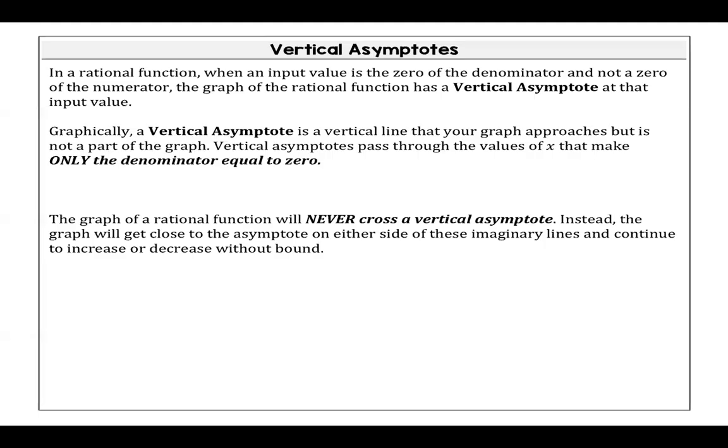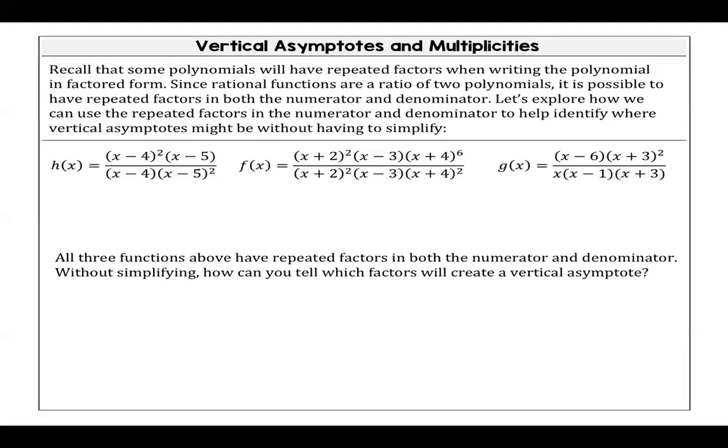Now, the graph of a rational function will never, ever, ever cross a vertical asymptote. It will never cross a vertical asymptote. Got it? Just make sure we understand that. So we're going to look here, and when we look at these functions, we're going to analyze what's happening.